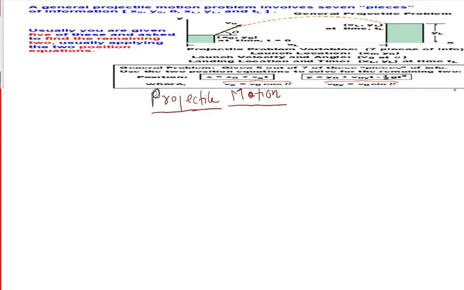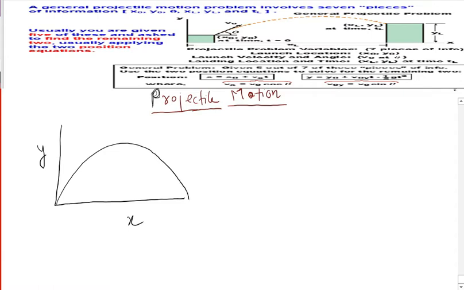So in projectile motion, when you attempt the questions, the first thing you see is the trajectory, which is a y displacement and x displacement, and what you see is a trajectory of the projectile.